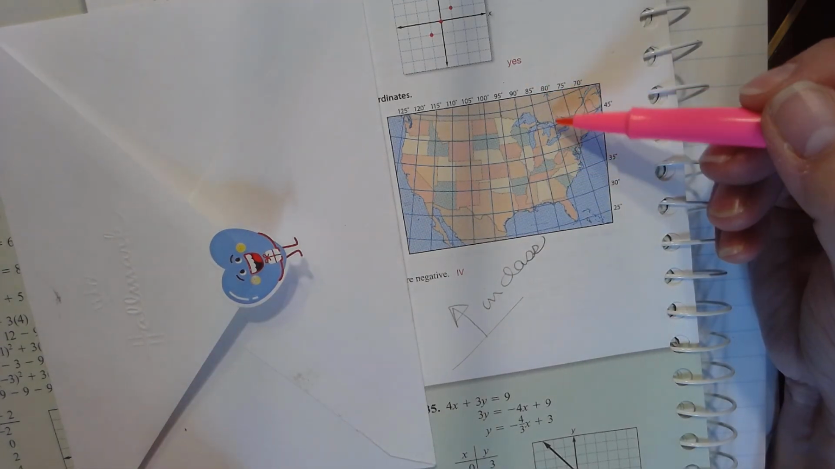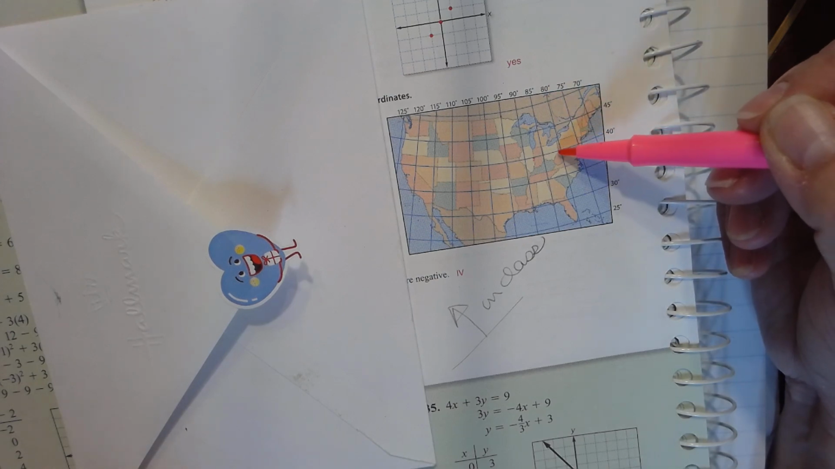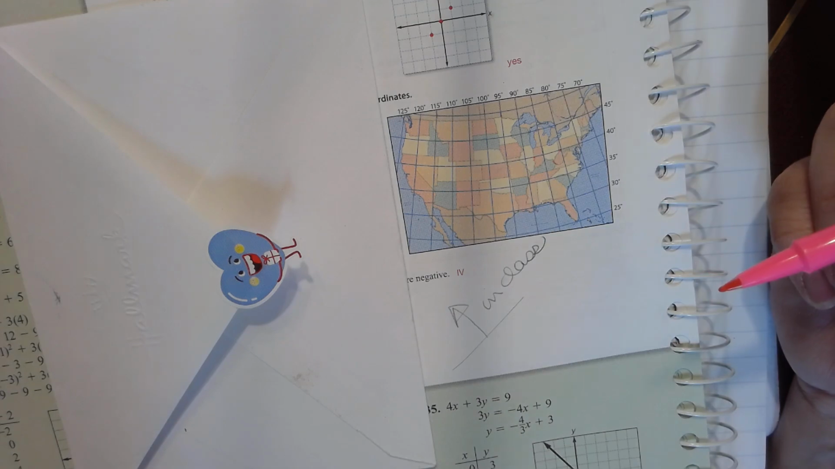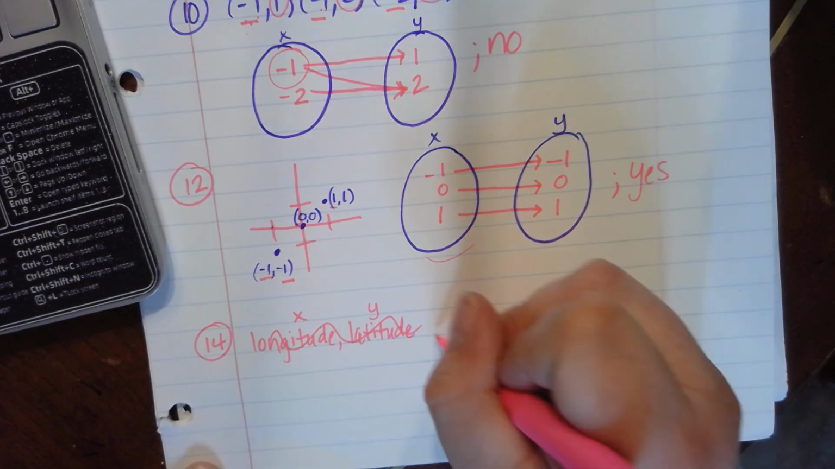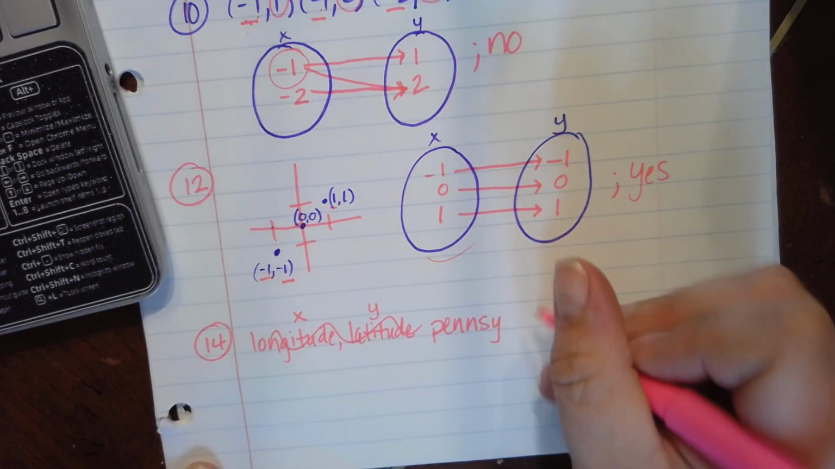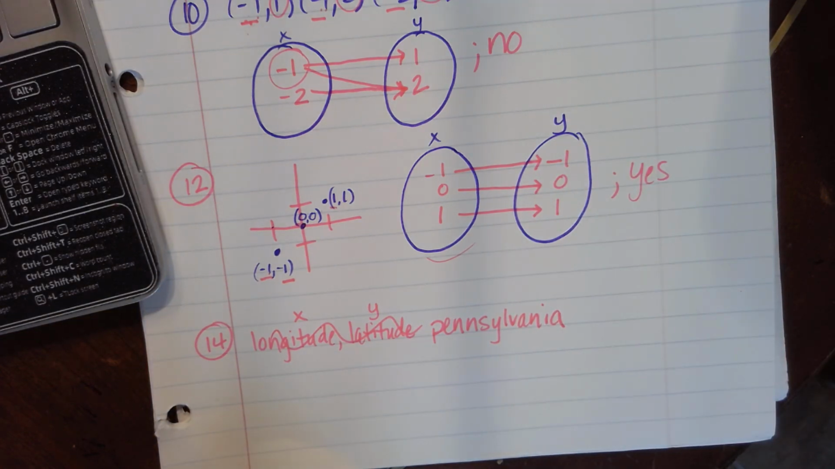Oh wait, no, 80, 40. 80, 40. So I land right in here, which if Coach Cooper taught you anything, you will know is the great state of Pennsylvania. All right, so here we will write Pennsylvania. All right. And full disclosure, I had no idea. I had to look at the answer key. Okay, so that's 14. All right, and then that takes us to 16, so we're going to do that again.